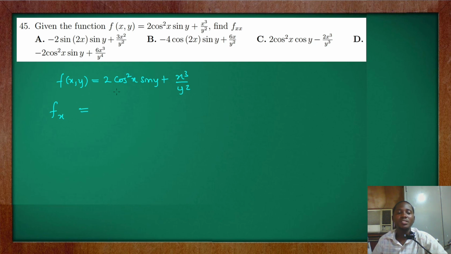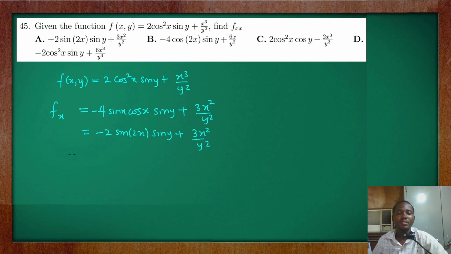If we keep y constant, that means we are going to have this to be minus 4 sine x cos x, because if we differentiate cos x, we are going to have minus sine x, so that's why we are having this to be negative. Then multiply by sine y plus 3x squared over y squared, which is still the same thing as minus 2 sine 2x sine y plus 3x squared over y squared.